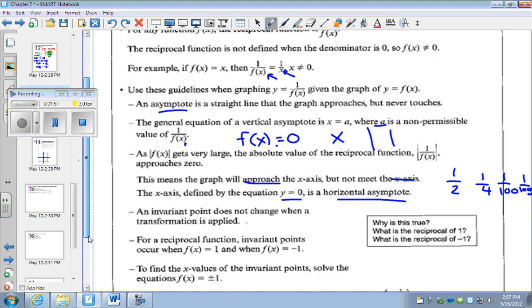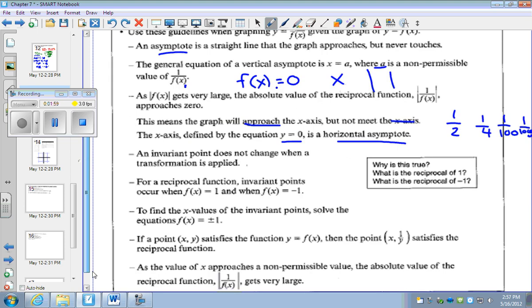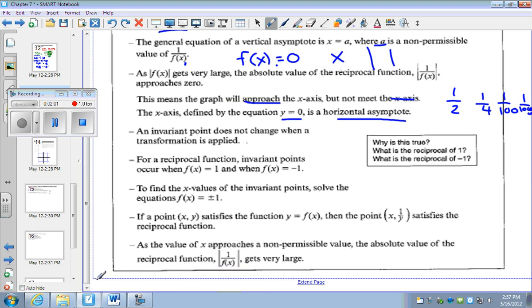An invariant point does not change when a transformation is applied. For reciprocal functions, an invariant point occurs when f of x equals 1 and when it equals -1. And why? What's the reciprocal of 1? Just 1. And the reciprocal of -1? It's just -1. So even when you do take the reciprocal, you're left at the same point.